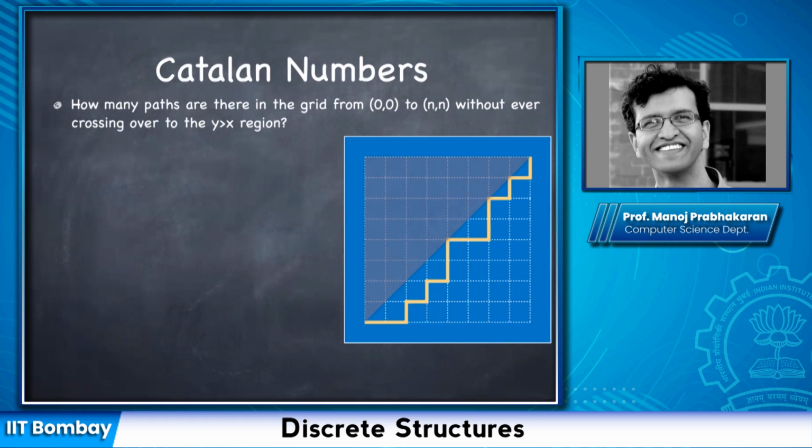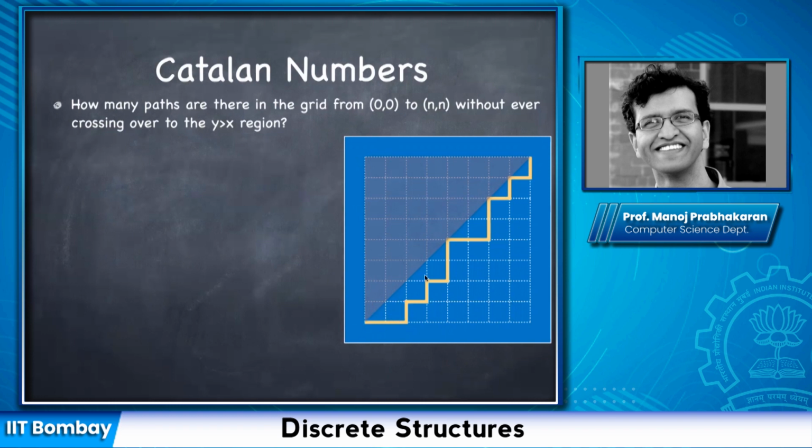So my first example here is what's called Catalan Numbers. Here is a question. You want to count the number of paths you can take in this grid from, think of this as 0,0, and this is n,n. So you want to go from 0,0 to n,n. You are only allowed to move to the right or up.